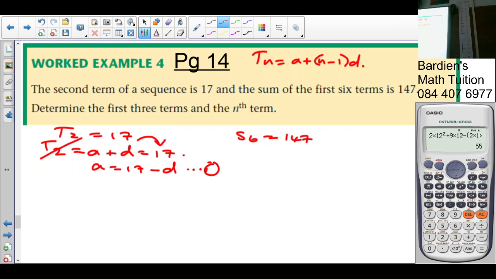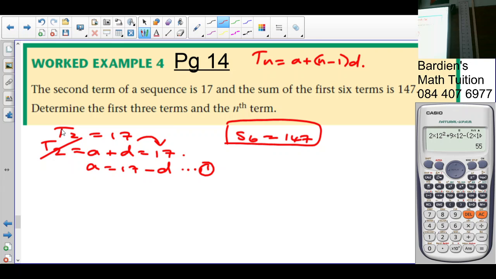That's equation 1. How do I know I'm going to go into simultaneous equations? There are two unknowns, an A and a D. So most likely we are going to go into simultaneous equations. Does it make sense? Do we have the last term for S6? Do we have term 6? We have term 2, yes.